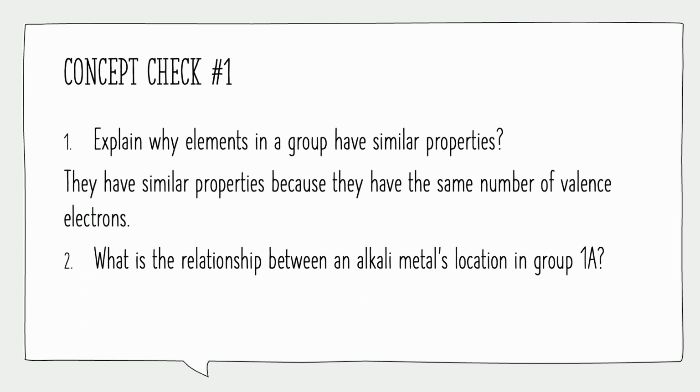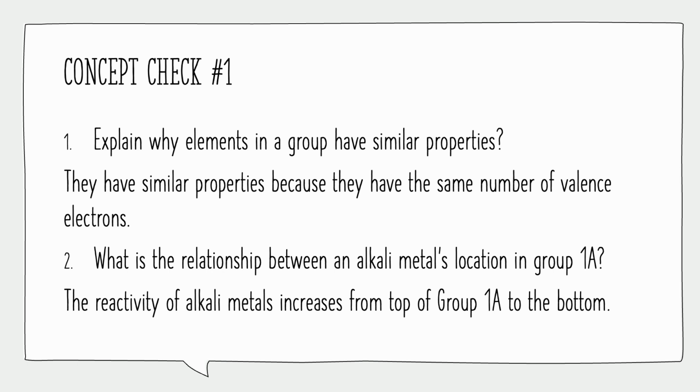They have similar properties because they have the same number of valence electrons. What is the relationship between alkali metals' location in group 1A and their reactivity? The reactivity of alkali metals increases from the top of group 1A to the bottom.